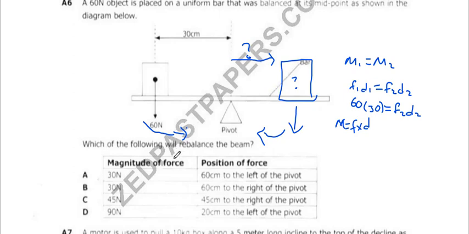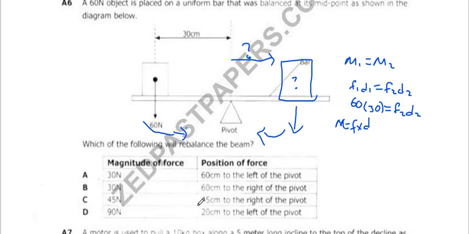balance in the beam. 30 newtons, 60 centimeters to the right, meaning somewhere here we have another 30 newtons, which is pushing the bar down, causing a clockwise moment. Well, let's leave that answer, we'll come and review it. We have 45 newtons, 45 centimeters to the right. Okay, let's leave that one as well.